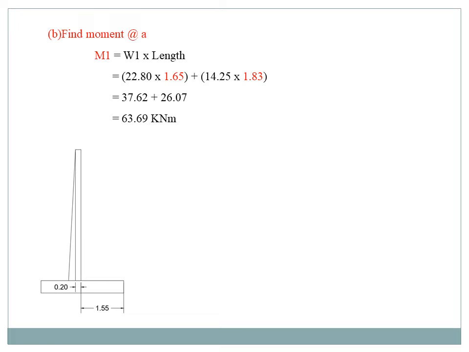See that this is figure A. So for our W1, 22.80 into 1.65. This 1.65 is taken from 1.55 plus the rectangular portion divided by 2. One thing to keep in mind: in our retaining wall, for any rectangular portion, the length will be divided by 2, and for any triangular portion, it will be divided by 3. This is the constant. So 22.80 is the rectangular portion load, and our length is 0.2 meter. Divided by 2, you get 1.65.